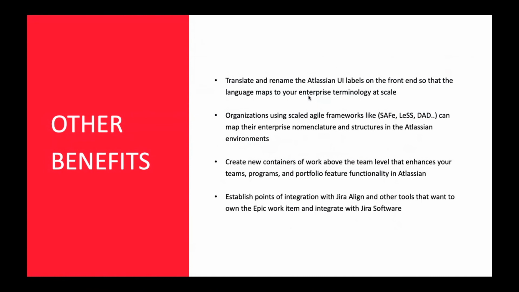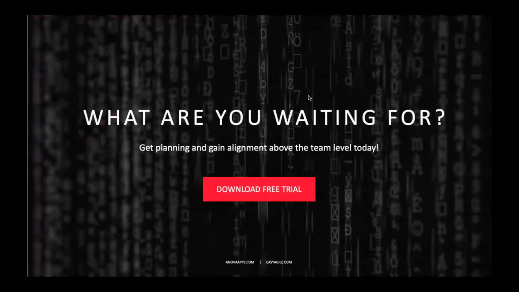In addition, Epic to Feature Translator helps you translate and rename the Atlassian UI labels on the front end so that the language maps to your enterprise terminology at scale. Organizations using Scaled Agile Framework can map the enterprise nomenclature and structures in the Atlassian environment. You can also create new containers of work above the team level that enhance your team's programs and portfolio feature functionality in Atlassian. You can also establish points of integration with Jira and other tools so that you can own the Epic work item and integrate with Jira Software. Thank you.